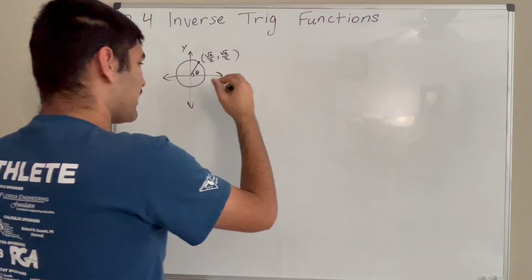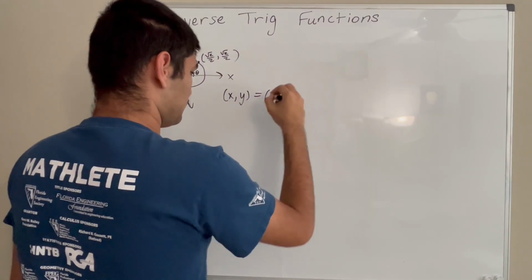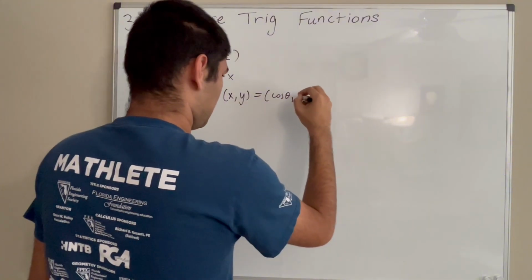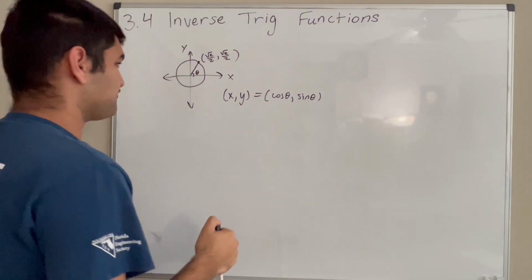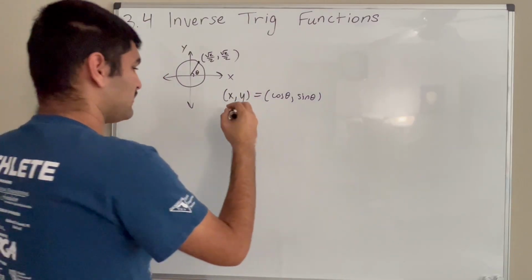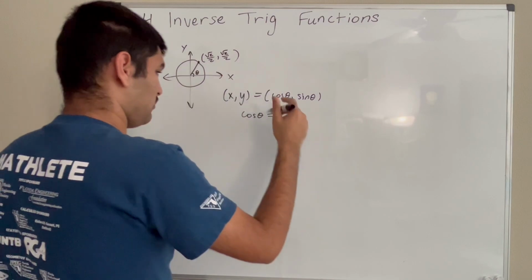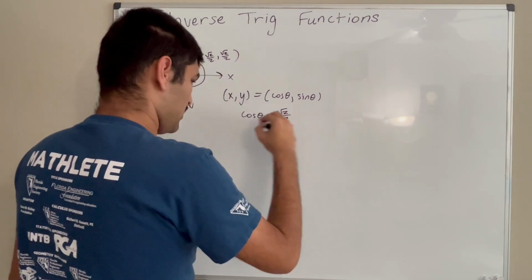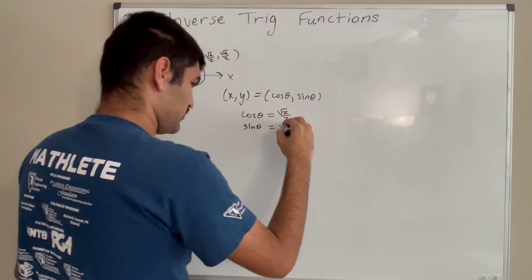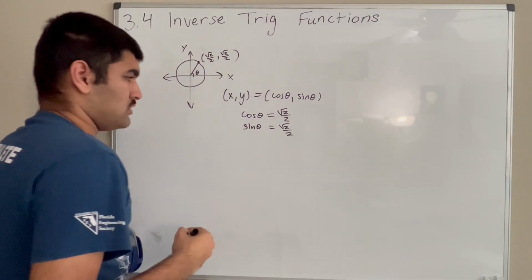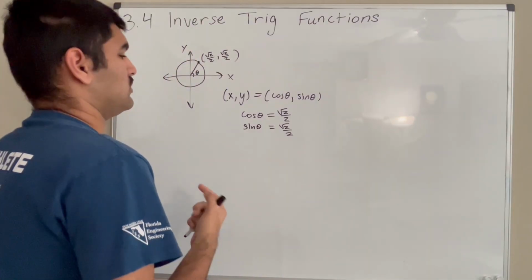We know that on the unit circle we can write each point x, y as cosine theta, sine theta, right? So we can represent a coordinate point in terms of the trig functions. This means that from our point, cosine theta is equal to x, which is square root of 2 over 2, and sine theta is equal to y, which is also square root of 2 over 2. So now you have to find an angle theta that satisfies both of these equations.